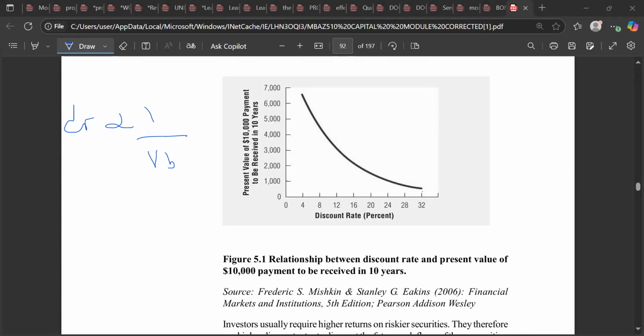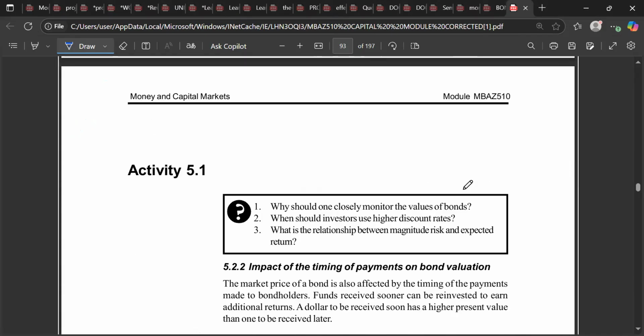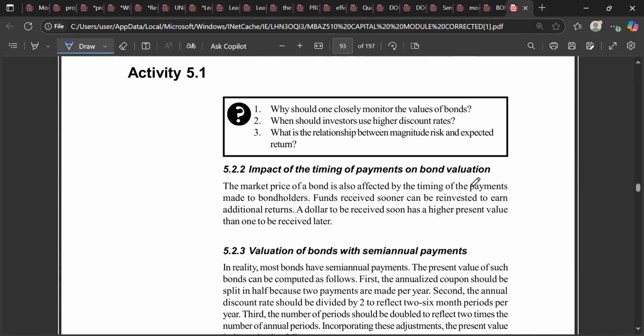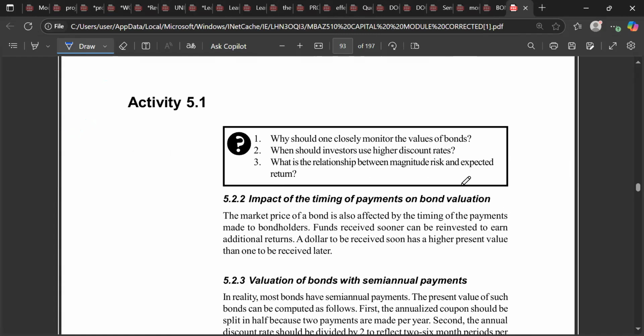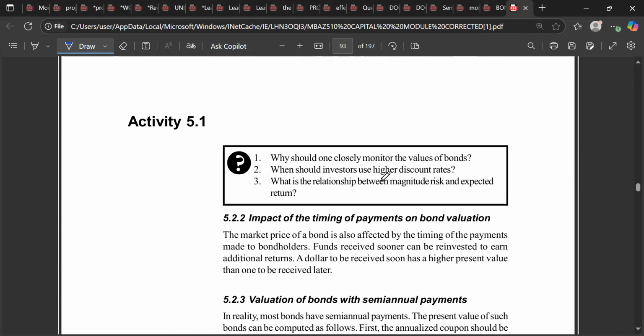So now, apart from just this, we also have this activity here. Let's address this activity together. Why should one closely monitor the values of the bond? Why should you monitor the values of the bond? What you just covered right now. How do you address that question?